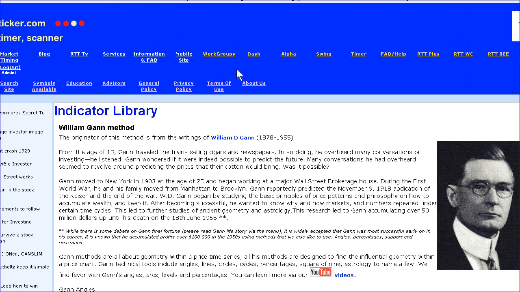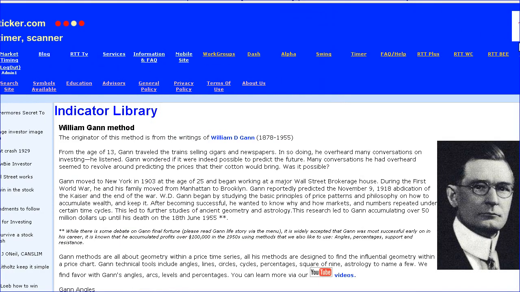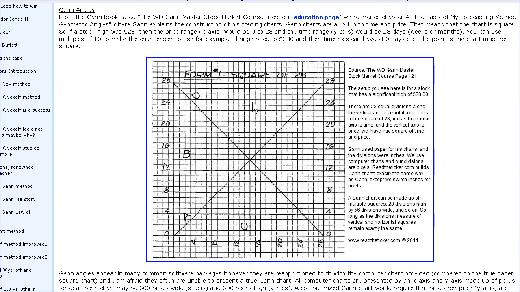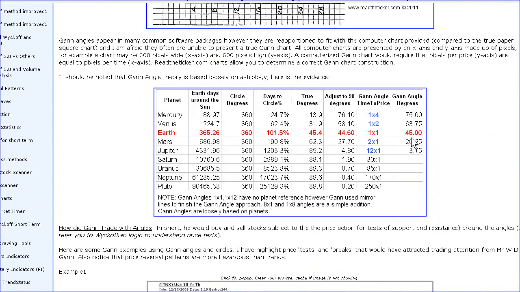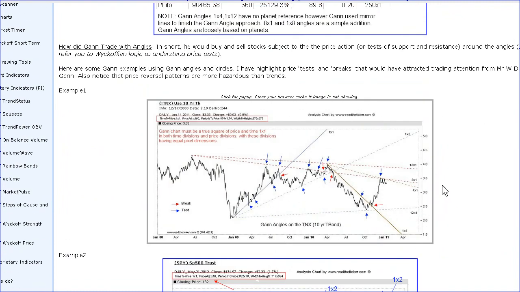If you go to Information, Frequently Asked Questions, FAQ, and scroll down on the left here, you're going to come across William Gann methods. In there you'll get a quick education on how Gann angles came about, understanding the square, and how the degrees represent astrology. So a 45-degree angle is actually Earth, and here's a calculation down here, and then we use Gann angles and some demonstrations of what we do.